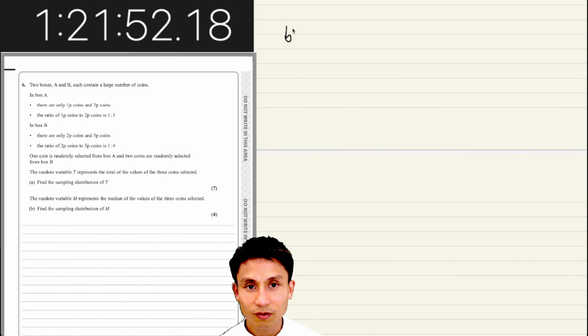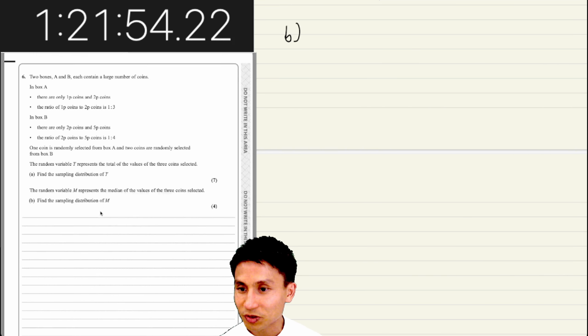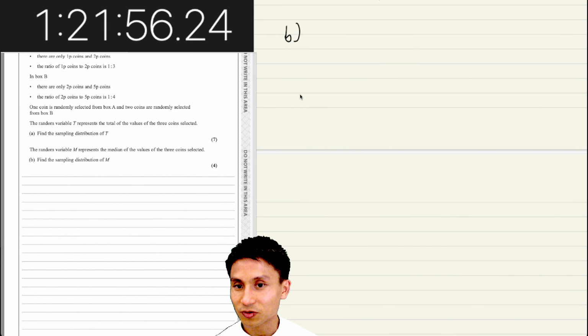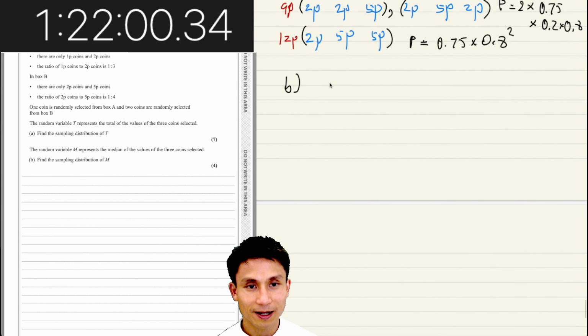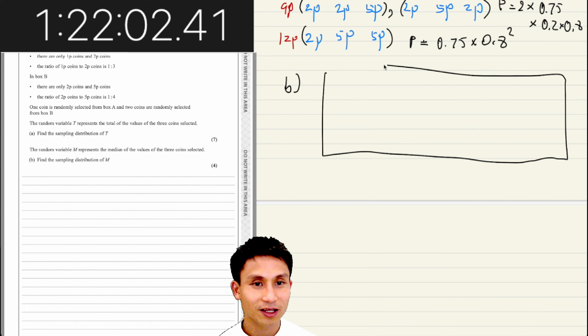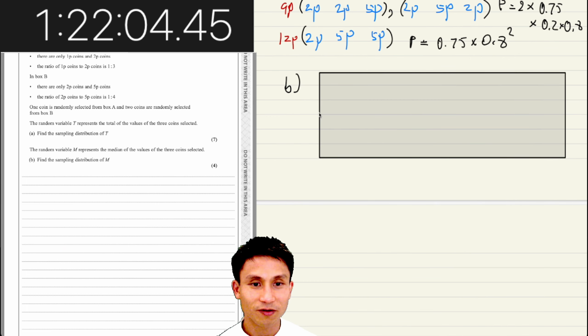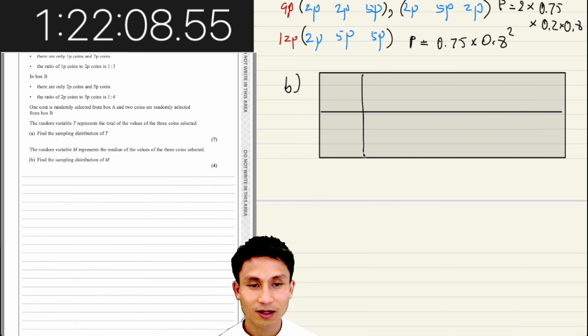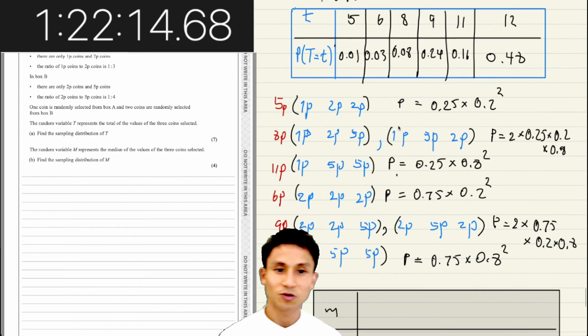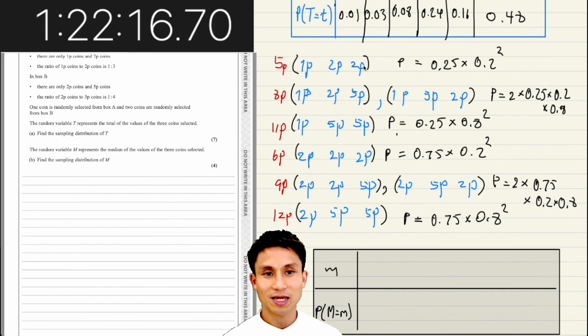Now B, right? The random variable m represents the median of the values of the 3 coins. Median, okay? Okay, another sampling distribution. We can't copy, that would be unfair. So I'm just going to do a table, that's fine. And we do a little m here and probability big M equals small m. Okay, so median, right? So what are the cases?